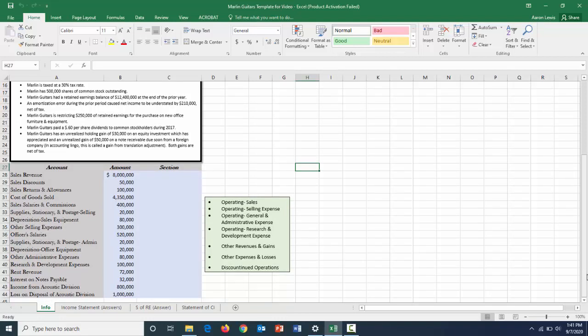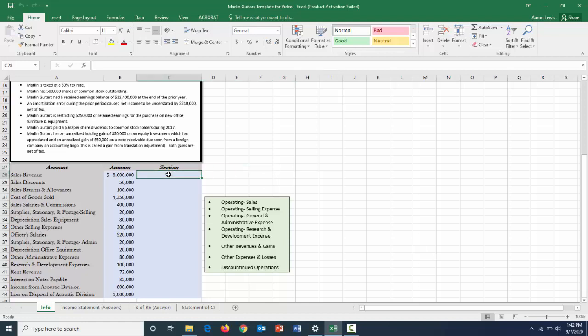In our income statement, we're going to break it into different sections, and the sections are listed in that green box on the side. We're going to have a sales section, a selling expense section, a general and administrative expense section, and a research and development expense section. Then we're going to have our others, things that happen to our business outside of our normal course of operations. If it's good for us, it's an other revenue and gain. If it's something that's going to decrease our income, it's an other expense and loss. And lastly, we need to decide if something is a discontinued operation or not. So let's go through and figure out where everything goes.